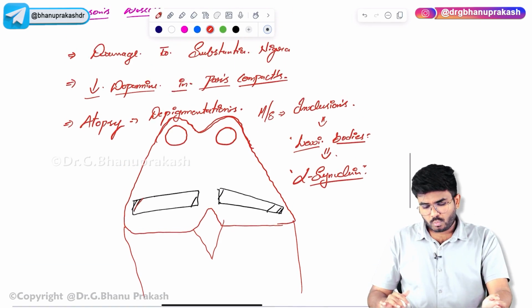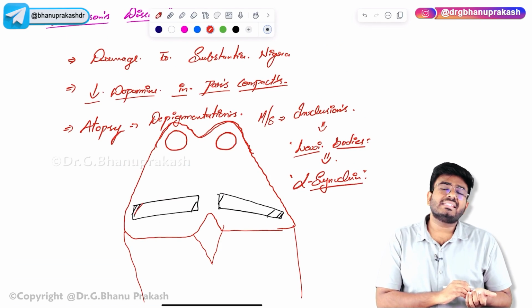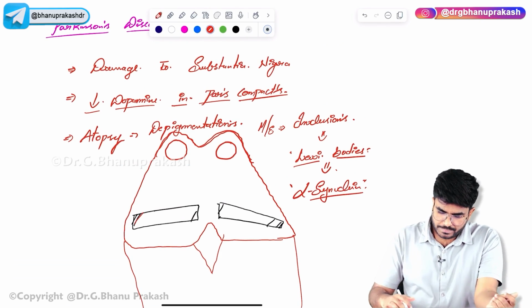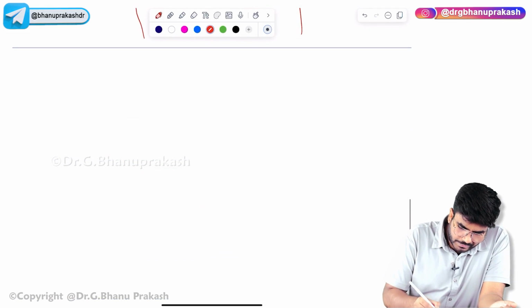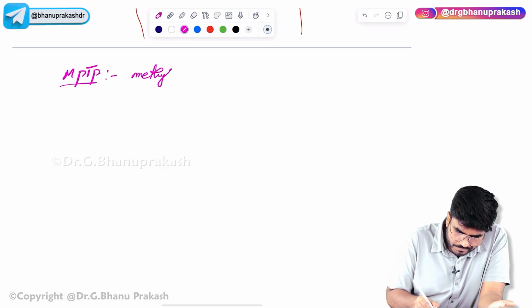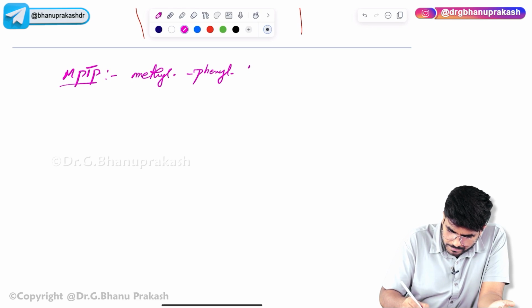Now why is this area getting degenerated? Why is this part of the midbrain getting degenerated? See, there is a chemical called MPTP. So what exactly is MPTP, sir? Methyl phenyl tetrahydropyridine.